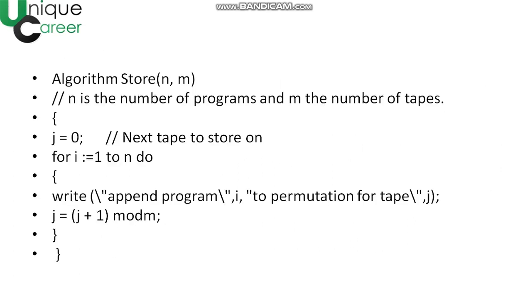Let us try to understand the implementation. So implementation is very simple. In the algorithm store, there are n files and there are m tapes, multiple tapes. So in the previous case there are 3 tapes and 13 files. So n is the number of programs and m is the number of tapes. And let us assume that the programs are stored in such a way that they are already stored in ascending order of their sizes.